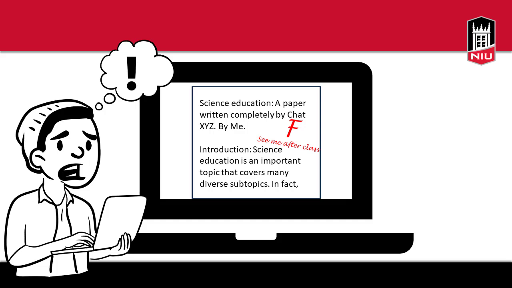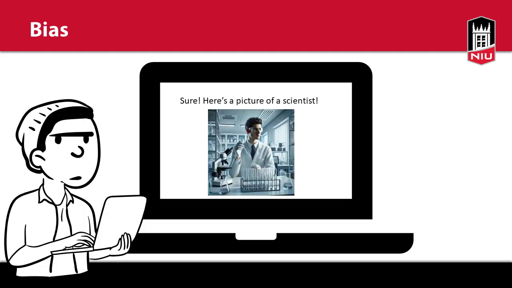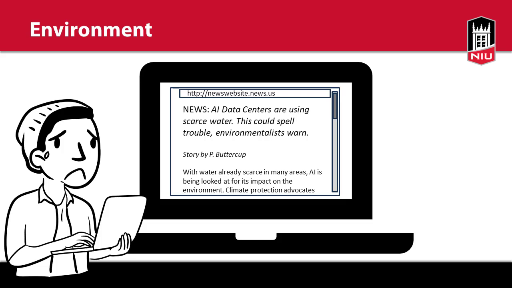Other issues with using generative AI are that it can hallucinate, cite research articles that don't exist, or cite real resources incorrectly. AI can be biased. If the text data used to train it contains biases, AI will replicate them. Because AI takes a huge amount of energy to train, there's also a negative impact on the environment.